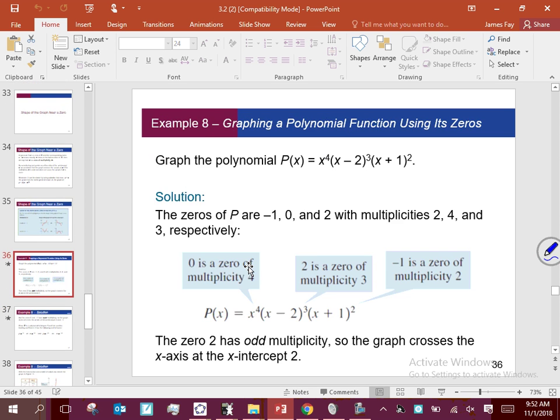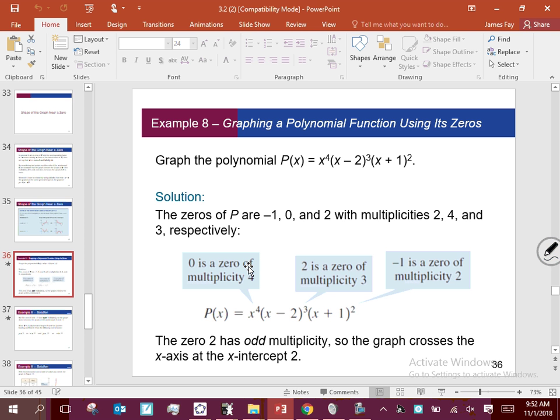These are all behaviors, guys, that we have to understand and be able to recognize when I give you this polynomial. When I give you p of x equals x to the 4th, x minus 2 cubed, x plus 1 squared, we need to understand that that is x to the 4th, x to the 3rd, x to the 2nd. So there are 9 factors to this, right? Does that make sense? This is a 9th degree polynomial.